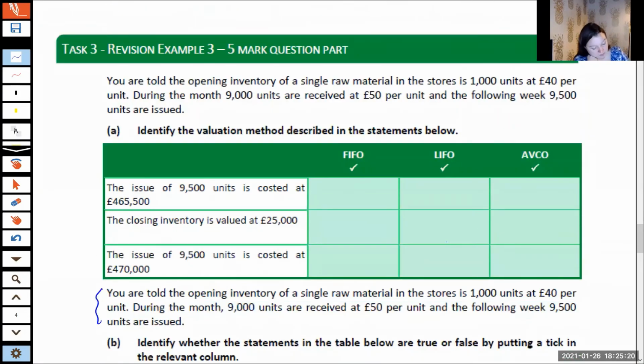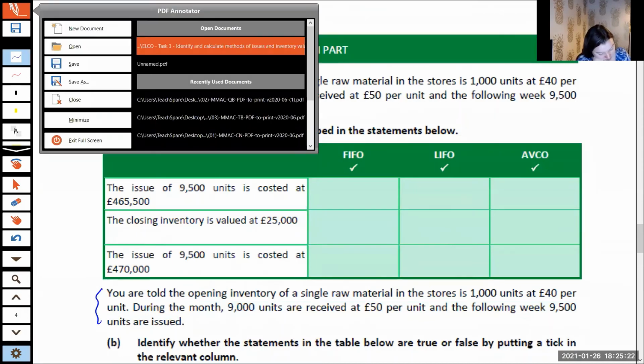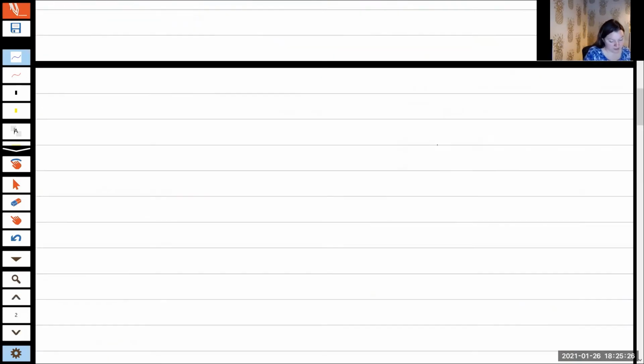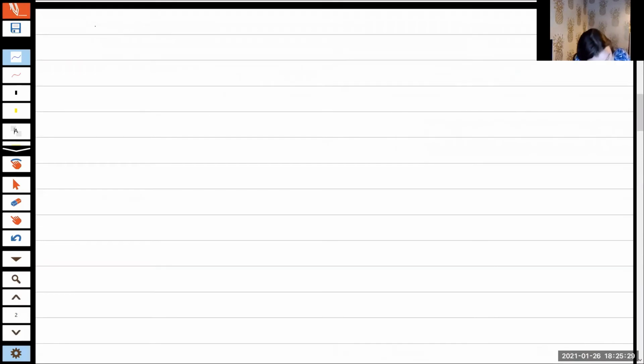So let's draw up the information that we need here. I'm going to take another bit of paper. I'm going to do the exact same thing. I'm going to set up my column for units. I'm going to put in my cost per unit, and I'm going to put in my total cost over here.